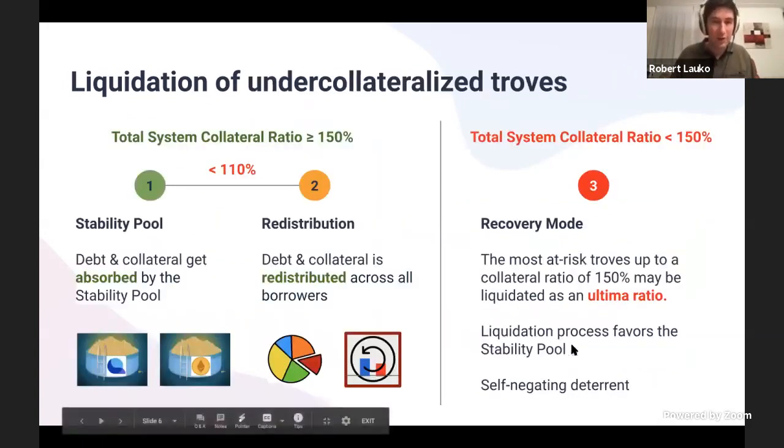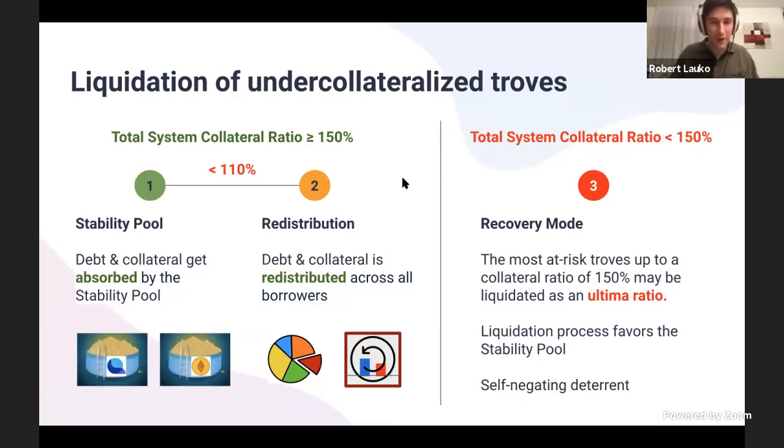Now, how do we achieve this? This is a little bit involved, but I will walk you through the main steps of this mechanism. So we have to differentiate between two system modes. On the left-hand side, we have the normal, healthy mode of our system, which is the case when the total system collateral ratio is above 150%. Again, this value is subject to simulations, and we may have to adapt it. And then on the other hand, there is a special liquidation mode that would kick in if the total system collateral ratio is below 150%. But let's focus on the healthy, normal operation mode of our system.